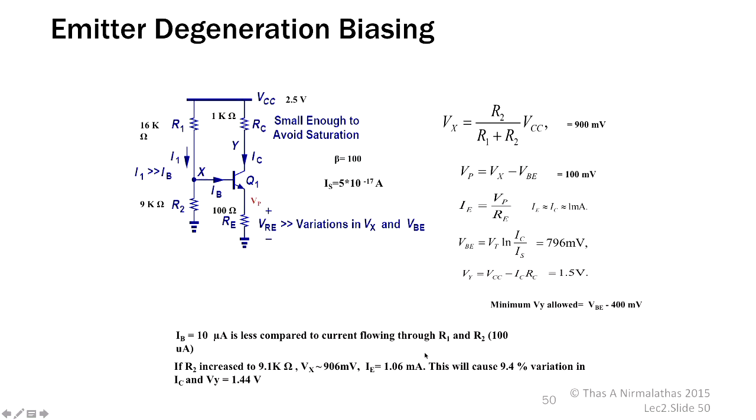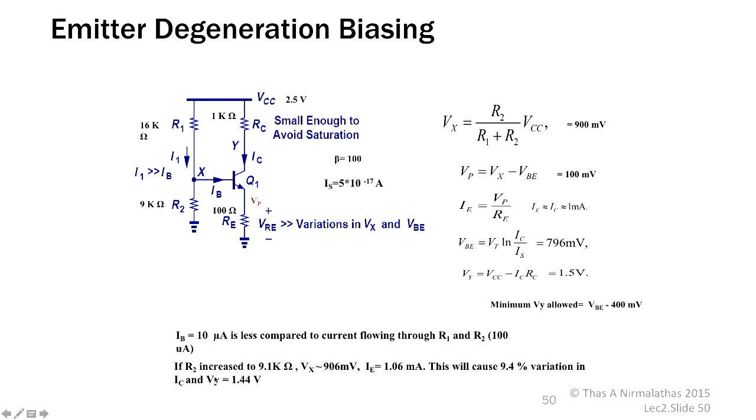Then if R2 increased to 9.1K, so that's what we want to check. So now we are going to increase to 9.1. So R2 increased to 9.1K, then your Vx will become 906 millivolt instead of 900 millivolt. Emitter current will be equal to 1.06 milliamps, see here, instead of 1 milliamps. And this will cause only 9.4% variation in IC.